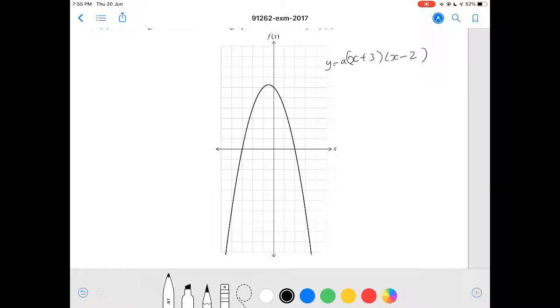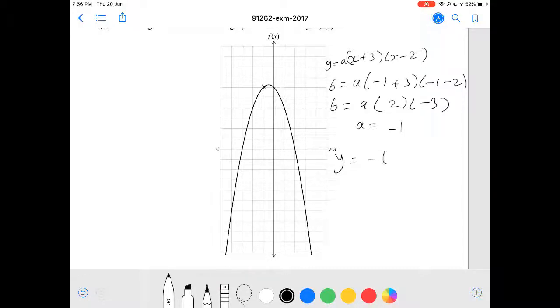Okay, we're going to substitute a point. We're going to substitute this point. So 6 equals a(negative 1 plus 3)(negative 1 minus 2). 6 equals a times 2 times negative 3. Therefore a equals negative 1. So y equals negative (x plus 3)(x minus 2). If we open this up, we'll say that y equals negative x squared minus x plus 6.